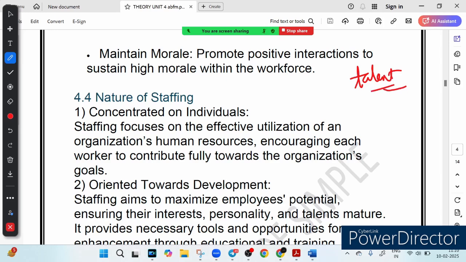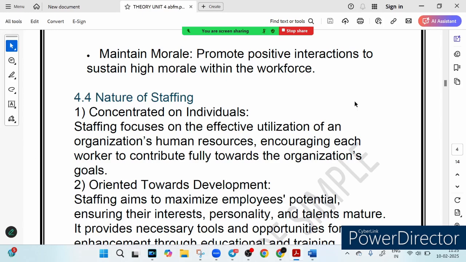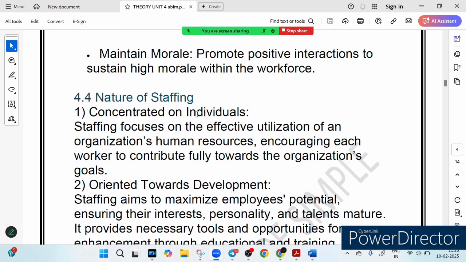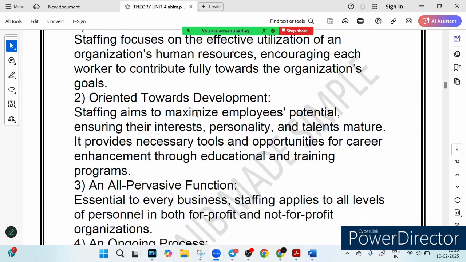Now let's talk about the nature of staffing. So what do you mean by nature of staffing? Friends, if you think staffing is just about hiring people, you are missing the bigger picture. I will break it down in simple relatable terms so that you can ace your preparation. Now the first thing is, what is the nature of staffing? Staffing is not just about getting people on board. It is about finding, nurturing, and managing human resources effectively. Here is what makes it so dynamic.